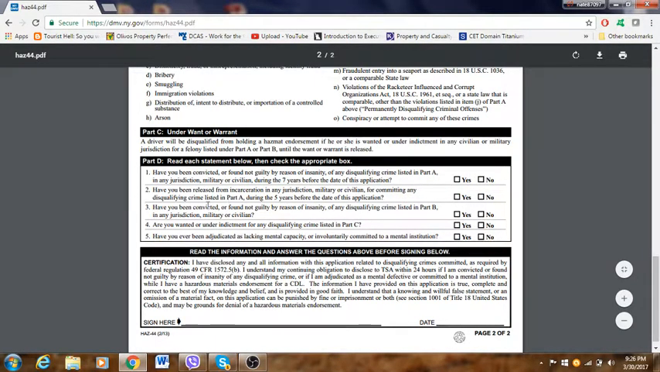Again, it's going to be no. Have you been convicted or found not guilty by reason of insanity? Again, it's going to be no. Are you wanted or under indictment for any disqualifying crime? Listen in part C. No. Have you ever been indicted as a lack mental? Well, obviously, it's going to be no.